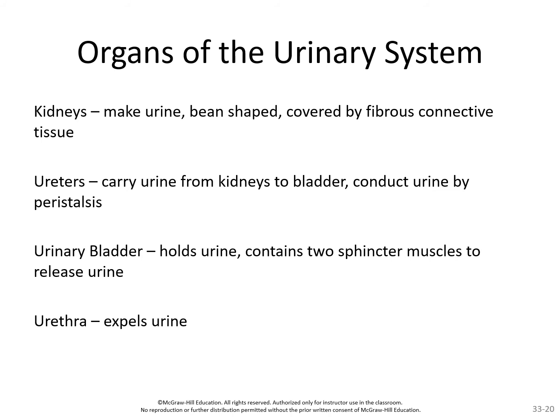The urinary bladder holds urine. It contains two sphincter muscles that release the urine. One of these is involuntary and the other one is voluntary. And it's a good thing that one of those is voluntary because that allows us some control over the release of urine.